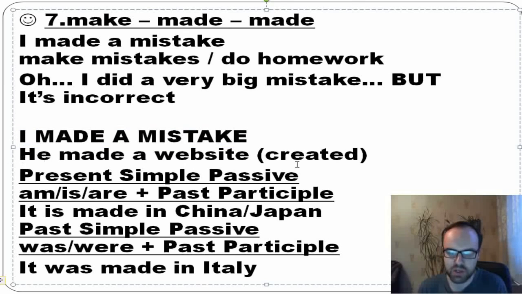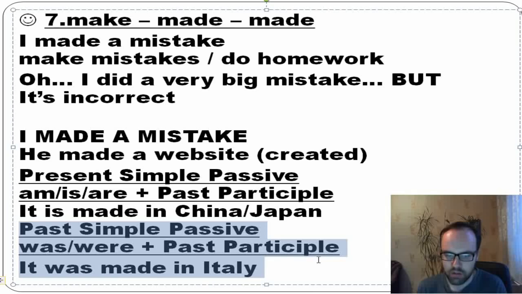Okay, so he made a website. So this verb, make, has the meaning of the verb create, created. He made a website, or he created this website. And some examples with passive voice. So present simple passive. How do we form it? Am, is, are plus past participle. So we have this example: it is made in China, or it is made in Japan. And past simple passive: was, were plus past participle. For example, it was made in Italy.